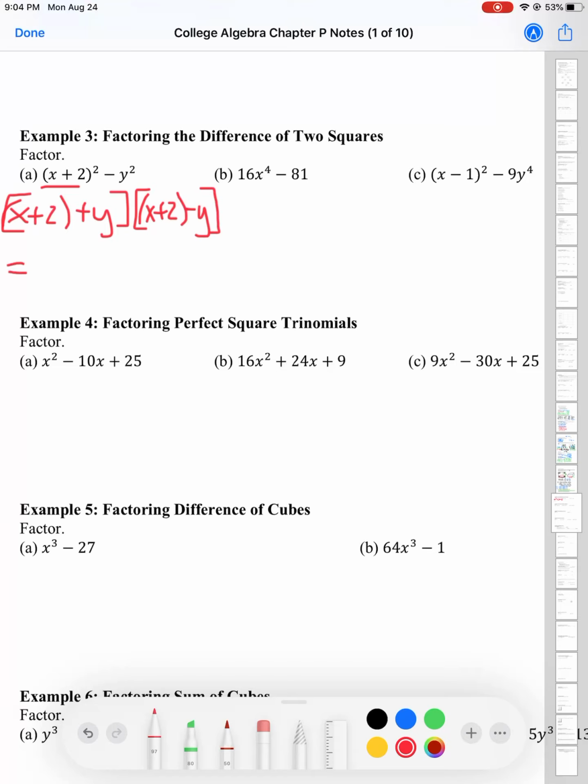Okay? So there's nothing I really can do to simplify that. I can take away the parentheses on x plus 2 because there's no need for them. So I have x plus 2 plus y, and then x plus 2 minus y. So it's just like yesterday when we were going backwards in multiplying.